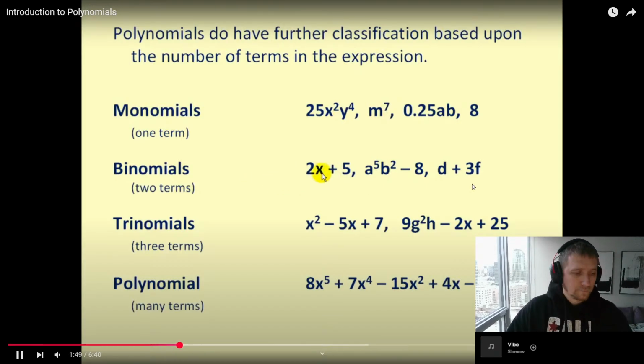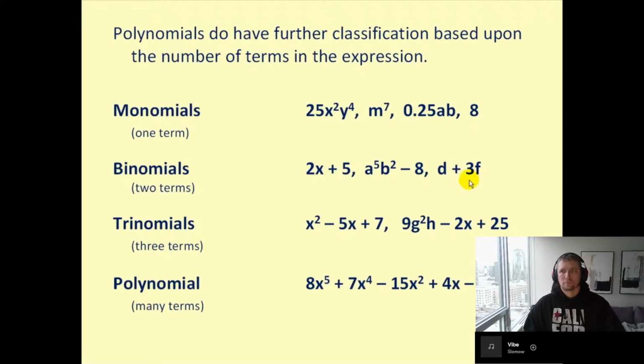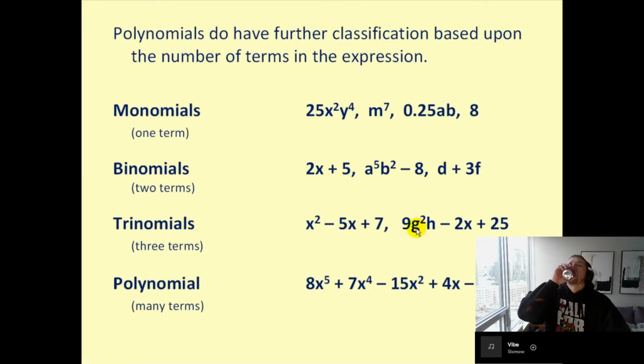Two monomials connected with addition or subtraction. Here are some examples of binomials. If the polynomial has three terms, it's called a trinomial. Here are two examples of trinomials. And once a polynomial gets past three terms, we usually just call it a polynomial. The word poly means many.